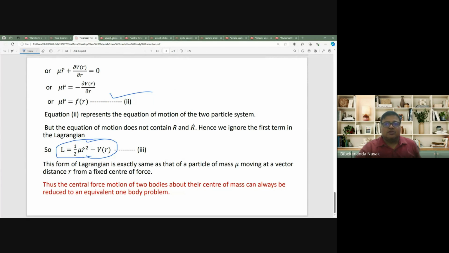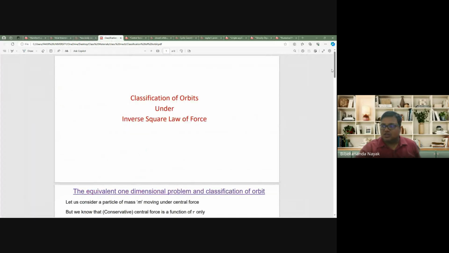Then we go for classification of orbit under central force motion.